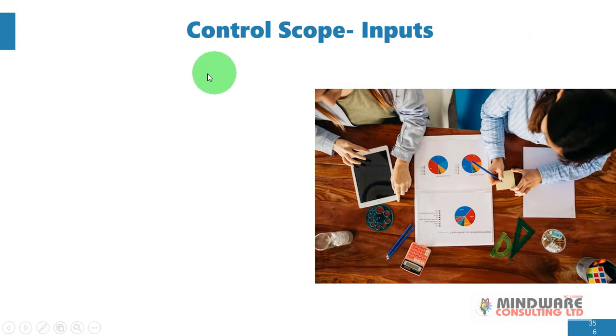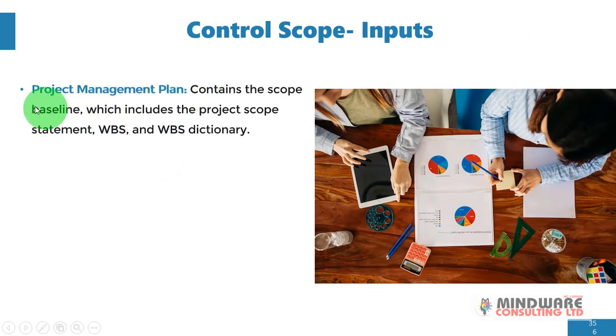So what are the inputs in the control scope process? Firstly, you have your project management plan, which contains the scope baseline, and this includes the project scope statement, the WBS, and the WBS dictionary. Of course, you know what WBS means. It stands for work breakdown structure.